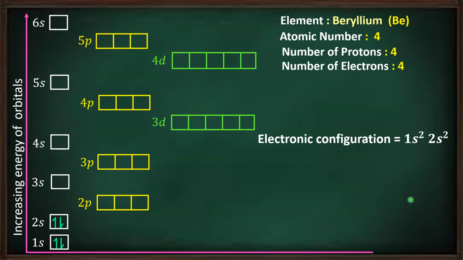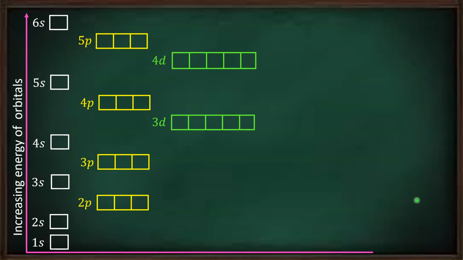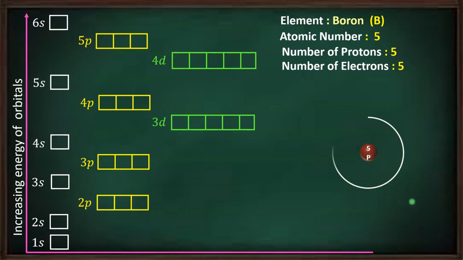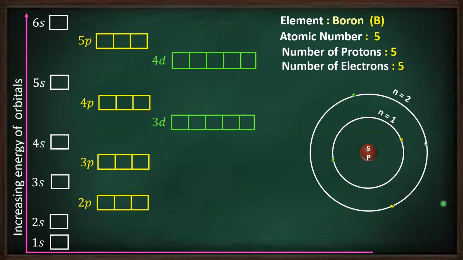Next, the next element in the periodic table is boron, B. Its atomic number is 5. Number of protons present in the nucleus of boron is 5. Number of electrons is also 5. So 5 protons are there in the nucleus and 5 electrons revolve around the nucleus. Isn't it? So totally we have 5 electrons to arrange in the orbitals.